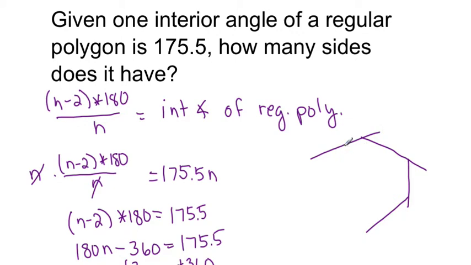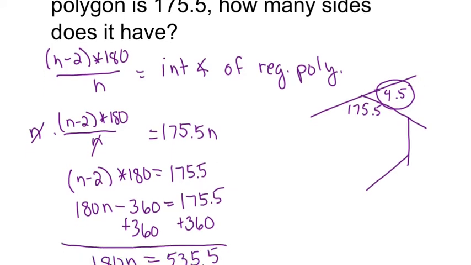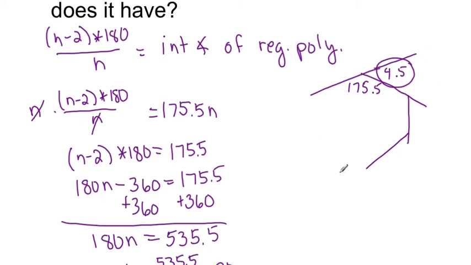And I know that the interior angle is 175.5. And that tells me something about this exterior angle, because remember, the exterior and the interior angles are supplementary. So these two have to add to 180. This must be 4.5. So if I know that the exterior angle is 4.5, I can write my formula for one exterior angle of a regular polygon, just like I did on the previous page. 360 over n has to equal 4.5.